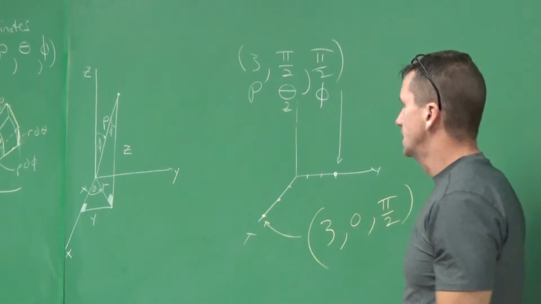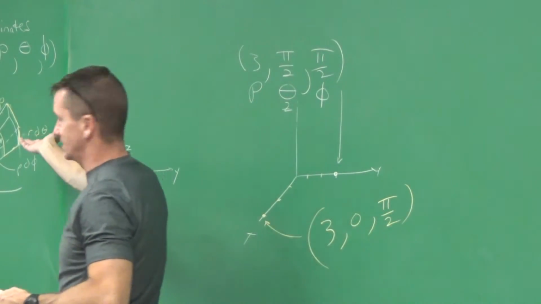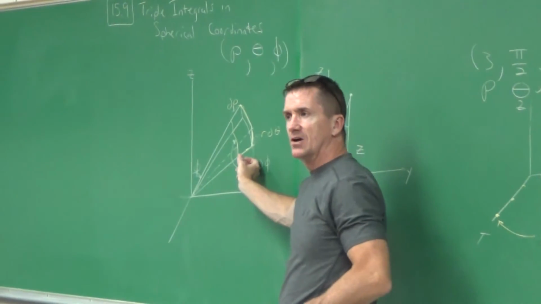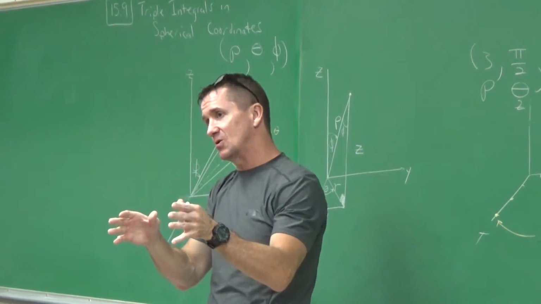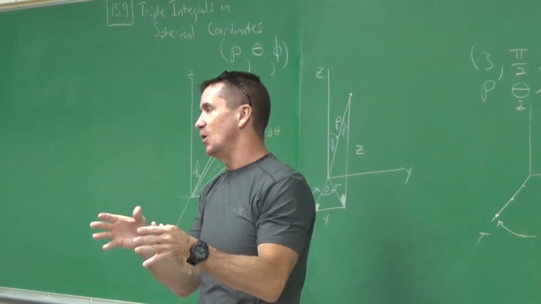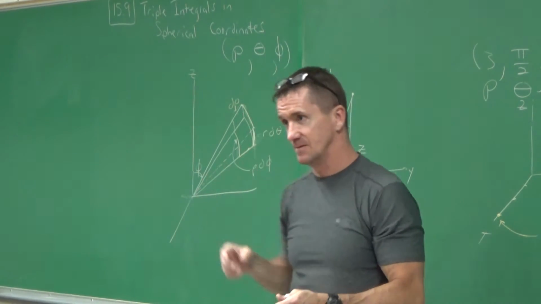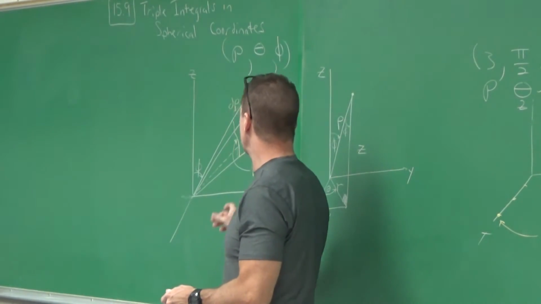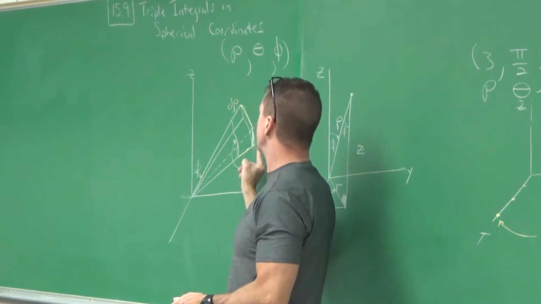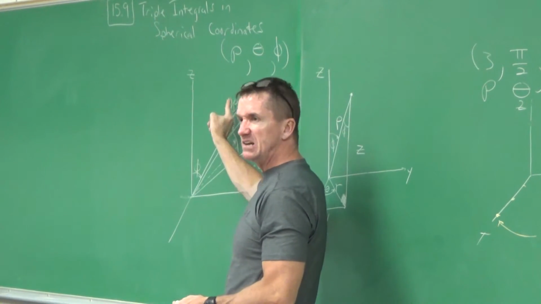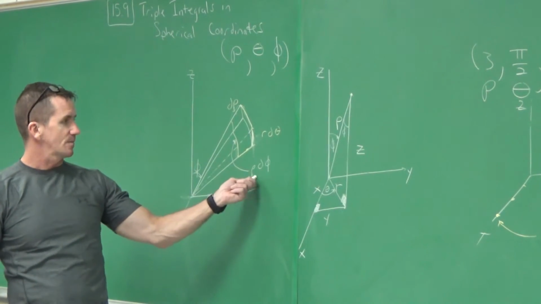And one thing we've got to do now is talk about doing triple integrals in spherical coordinates. Let's talk about the volume element. Now with polar coordinates and double integrals, the area element was r dr d theta. Now we have rho d phi, r d theta, and d rho. Do you notice that?